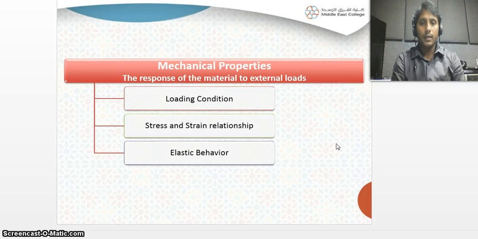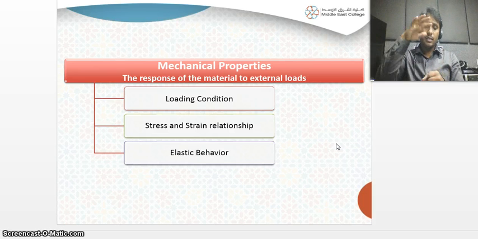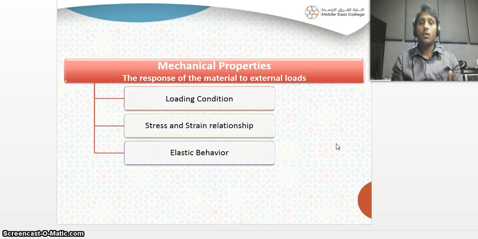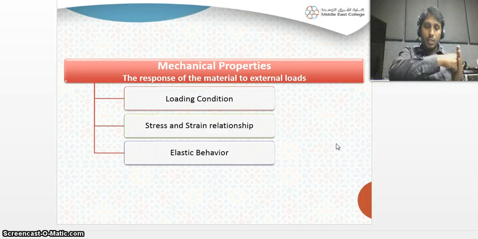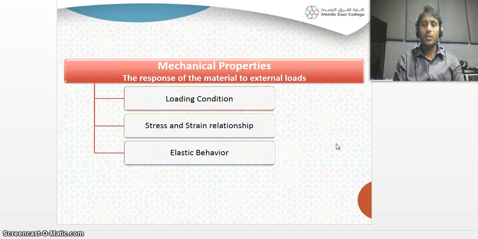Now coming to an important thing, mechanical properties. The response of the material to external loads. This is very important: we have a material and there are many forces or loads acting on it, so how does the material respond to this external load? If I apply an external load, the material reacts in some way. Every material will have some reaction to an external load, and that can be defined as a mechanical property. Next one is loading condition.